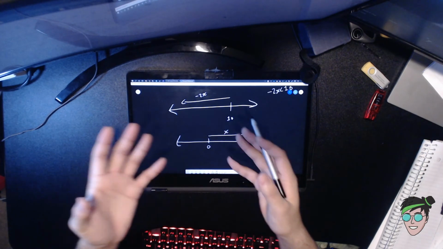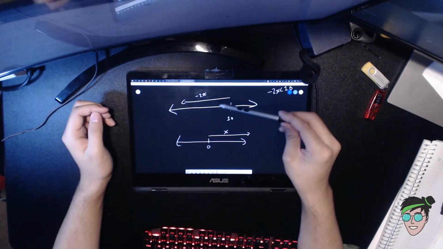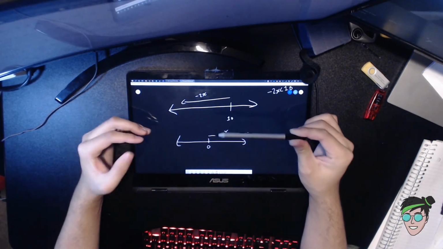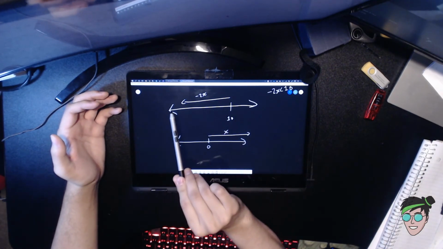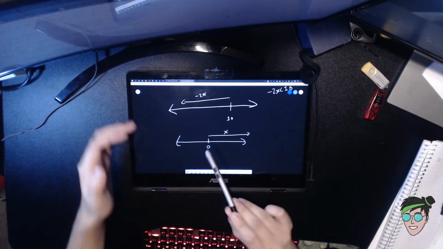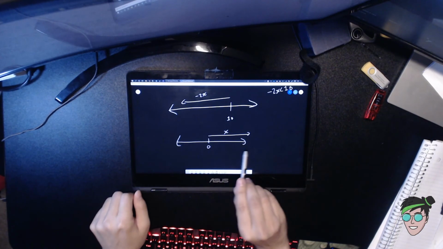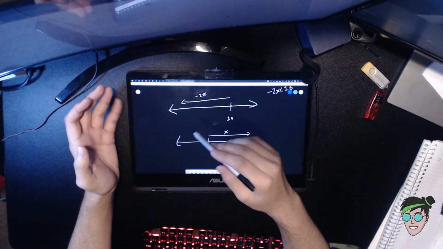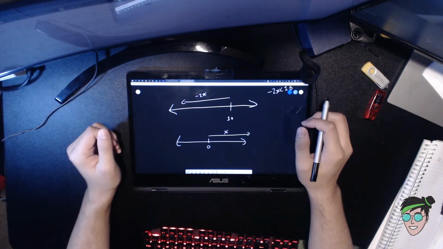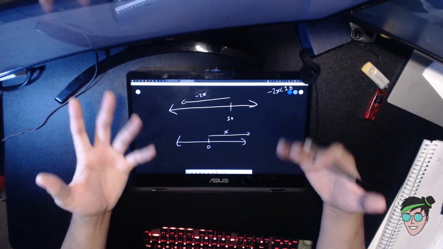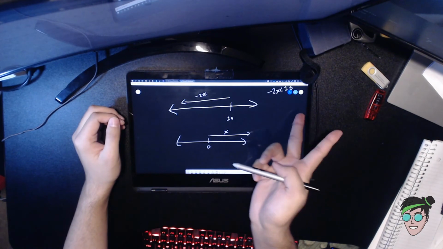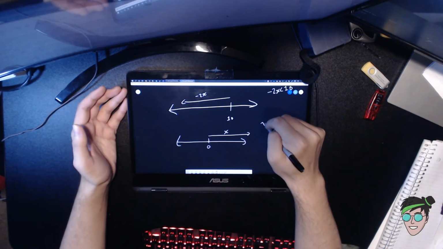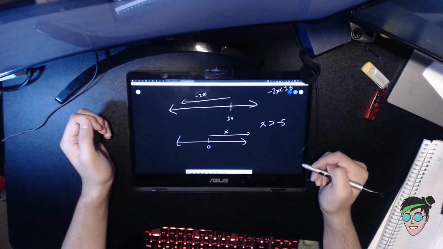But this is a little strange, isn't it? Right now, negative 2x is described as things that are to the left of something, in this case, 10. But our solution is to the right of something. That's because that negative number, again, is changing our direction of interest. So when we divide both sides by negative 2, we have to flip the inequality sign, which gets us x is greater than negative 5.